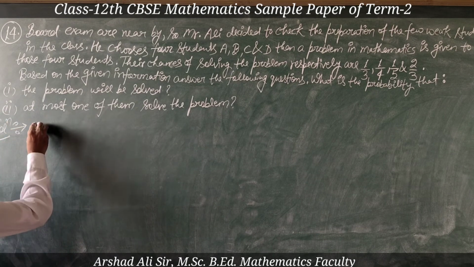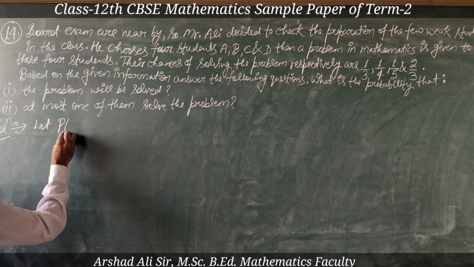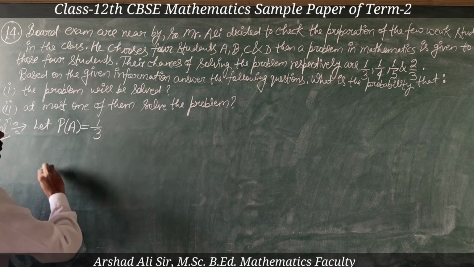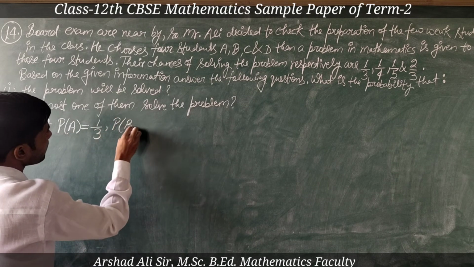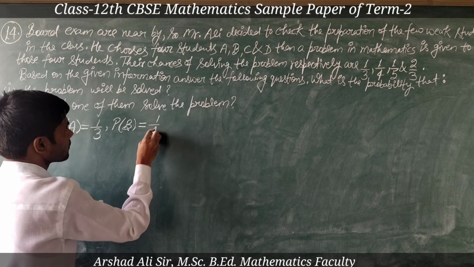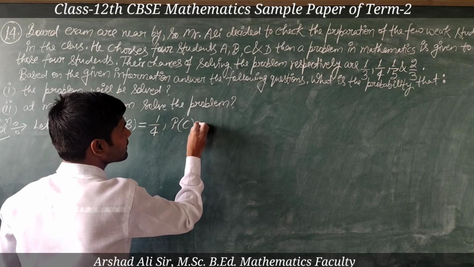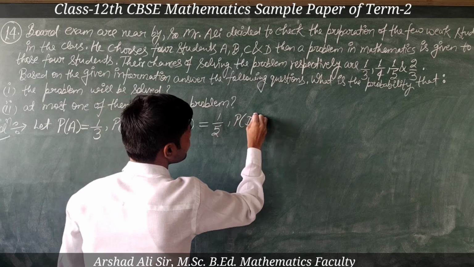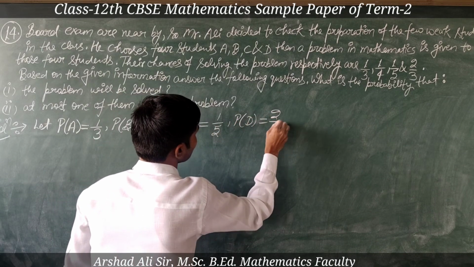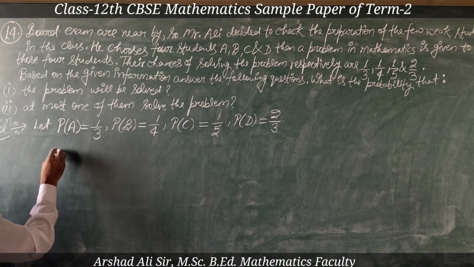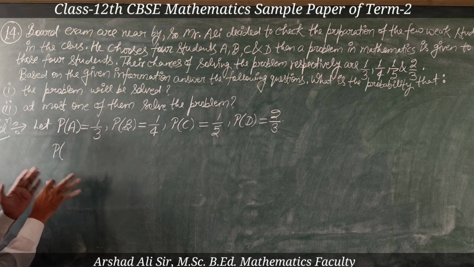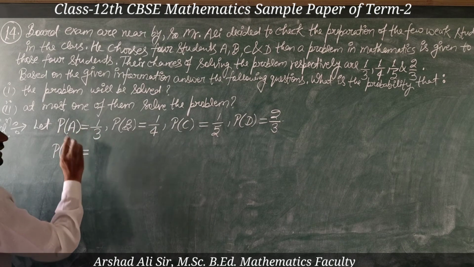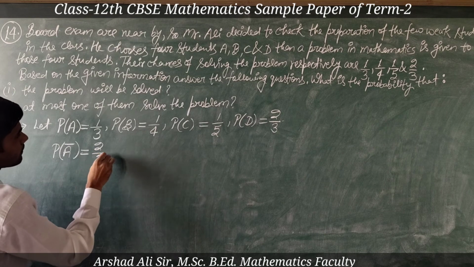Now let the probability of A be 1 by 3, we can write P of A. P of B is equal to 1 by 4, P of C is equal to 1 by 5 and P of D is equal to 2 by 3. So we can find the probability of not solving the problem. It means P of A bar is equal to 1 minus 1 upon 3, it will be 2 upon 3.